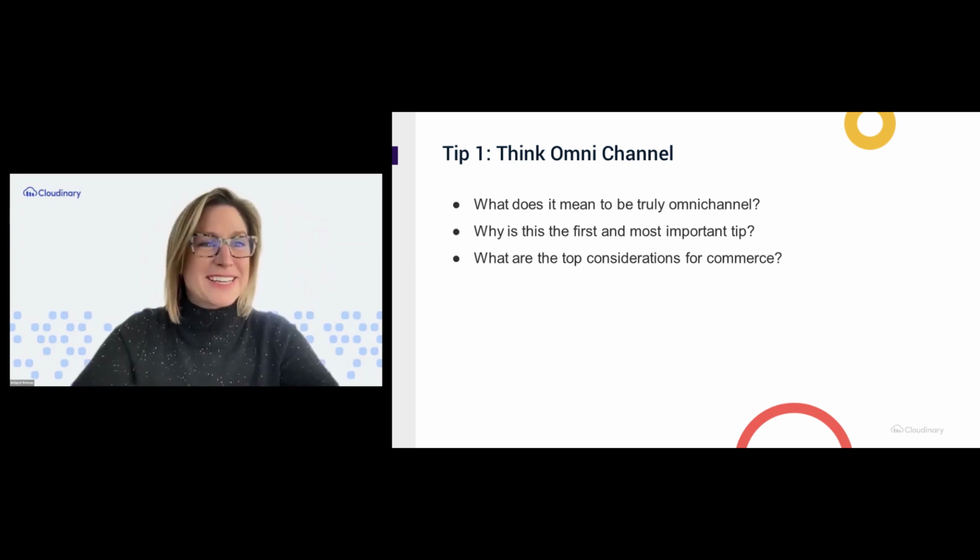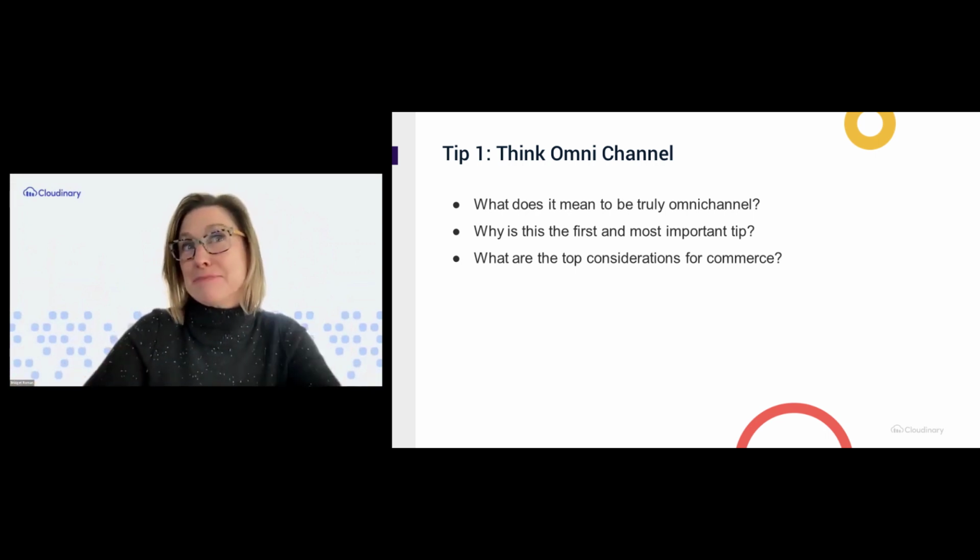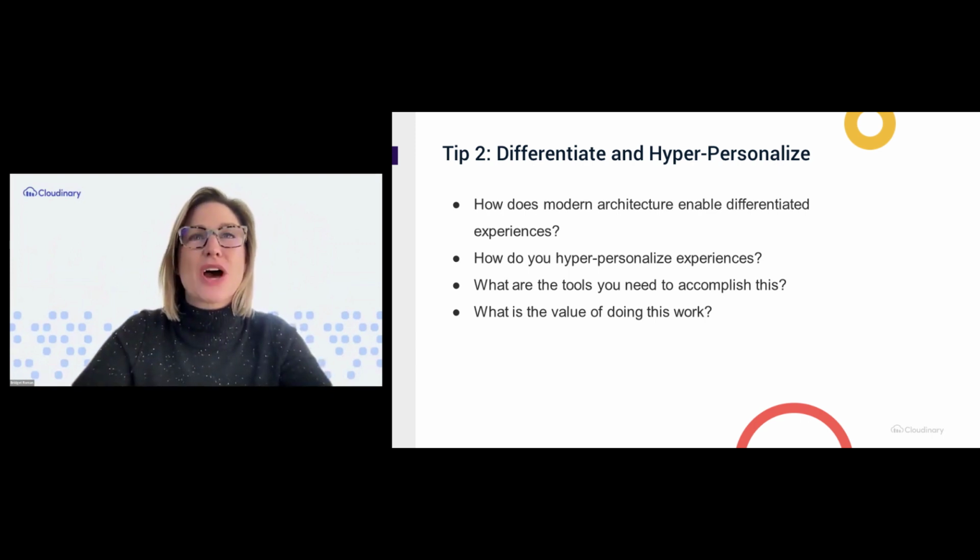That's great. All right. So I think we got a lot of really good insights there into the importance of omnichannel and how to think about omnichannel. So when we think about tip number 2, let's dive into that one. It's all about differentiation and hyper personalization. So John, I'd love to hear a little bit more about how modern architecture enables differentiated experiences.